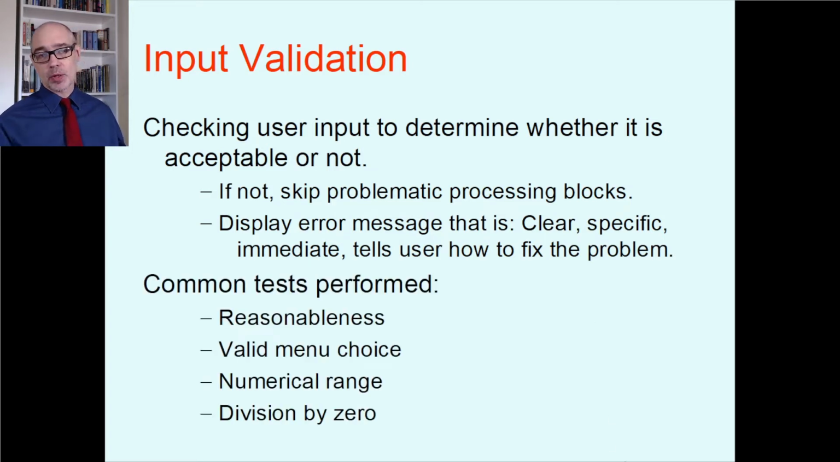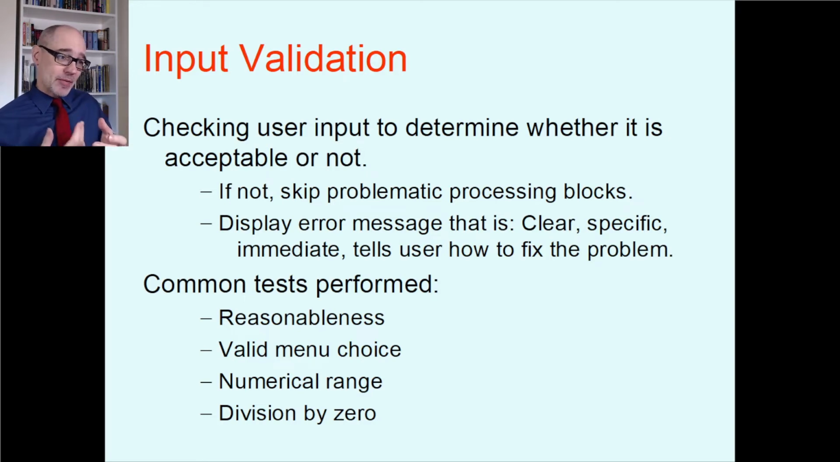So places where you'd want to do this, common tests to perform: is the input reasonable? Like if I ask for your age and you type in 1,000, that shouldn't happen. That's not reasonable. Don't deal with that. If I have a menu of which choice do you want, A, B, C, or D, and they type in Q, we can't handle that. That's not on the menu. A numerical range, like that grade example, really ought to be between 0 and 100.